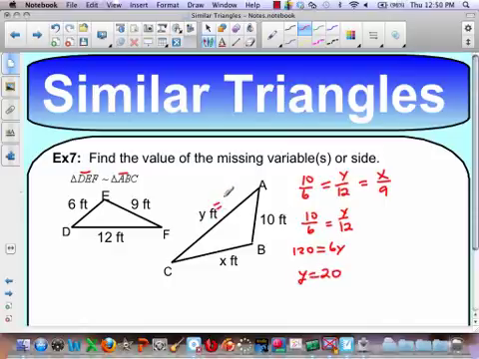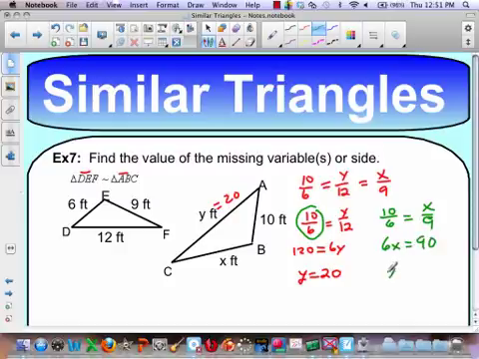Y is 20. Yes. Okay, how do I solve for x? Okay, now notice here, a lot of you guys maybe wanted to use the 20 over 12. I would always go back to your guarantee. Always go back to what you're given and use that instead of your newfound values. Sometimes you have to use the newfound values, but if you can, always go back to your guaranteed values. So we use the 10 over 6. So 6x equals 90. X is 50.